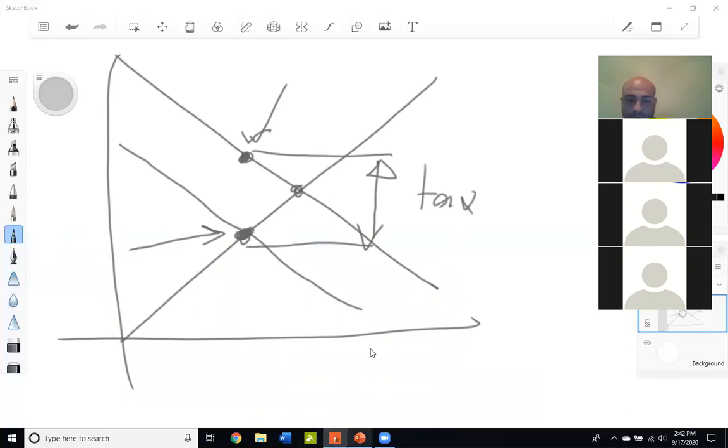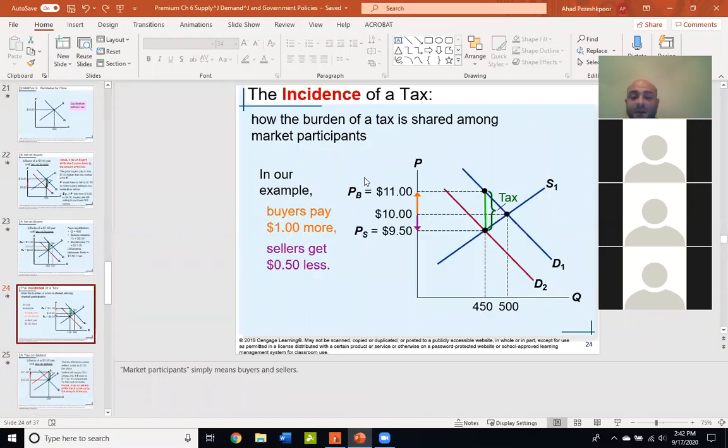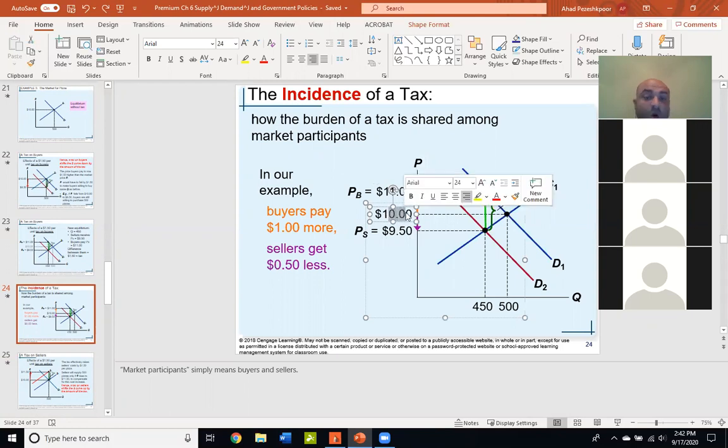Now, the difference between them is the tax. In this case, you can see the burden of the tax is shared between me and Pizza Hut. We're both hurt. Even though I'm the one paying the tax, because now I reduce my consumption, Pizza Hut is also hurt. So Pizza Hut ends up paying a portion of the tax. Now it's shared.